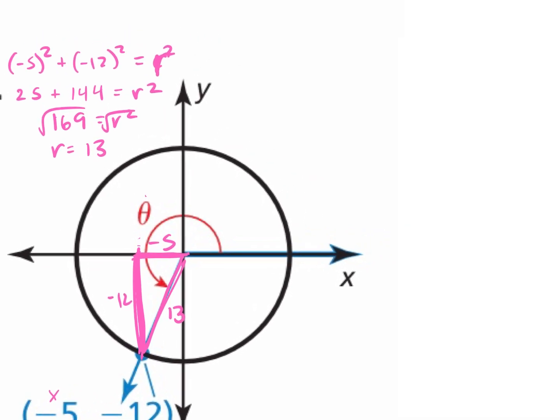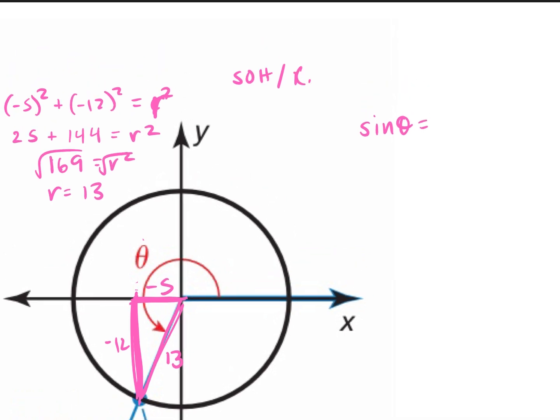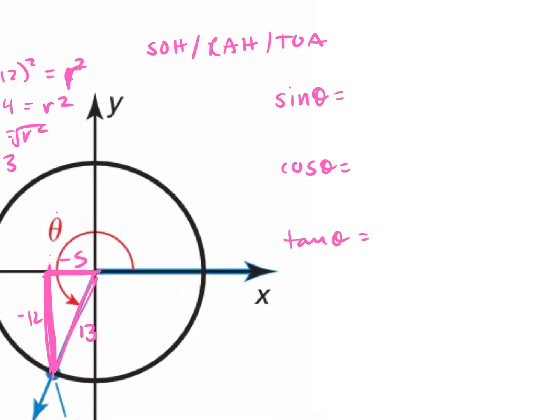So now that we have all 3 sides of our triangle, this is just like what we did in 9.1. We want to find our 6 trig functions. So if you need to, write down SOHCAHTOA, and sine, cosine, tangent. What's the reciprocal trig function for sine? Cosecant. What's the reciprocal trig function for cosine? Secant. And the reciprocal for tan? Cotangent.